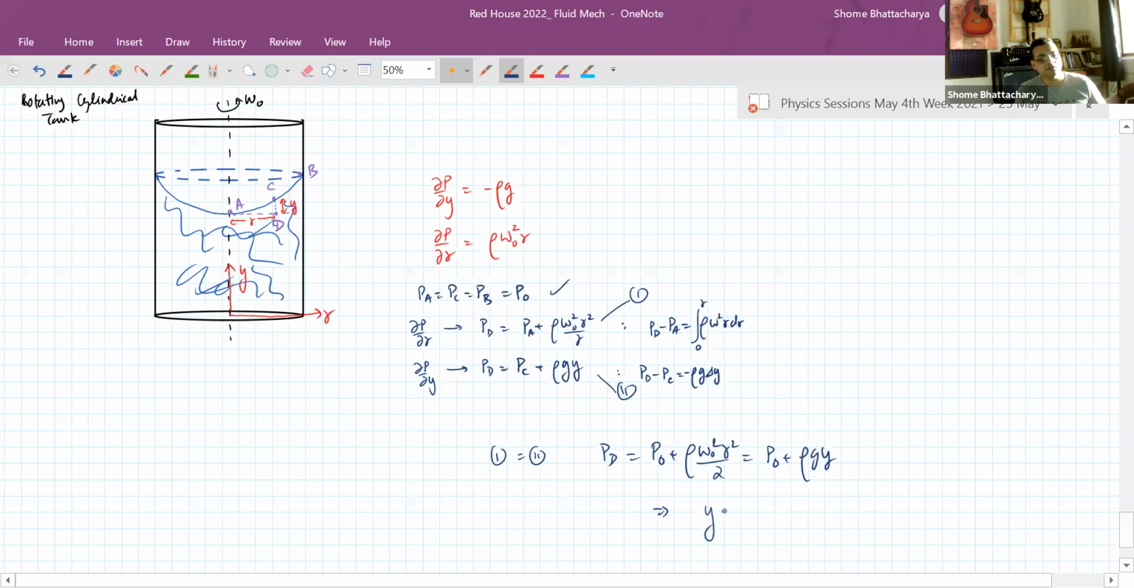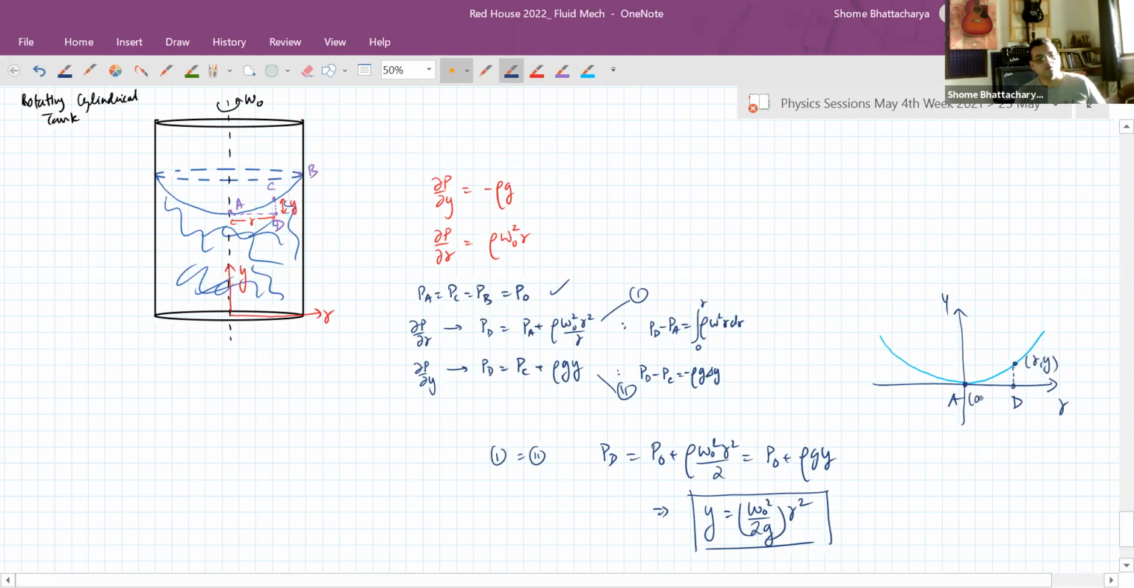we have this relation that y is equal to omega naught square by 2g into r square. So the shape of the surface of the liquid in the two-dimensional diagram is a parabola. If this point has coordinates r comma y compared to this point O, you can see this is the relation. So y is some constant into r square. So this is a parabola.